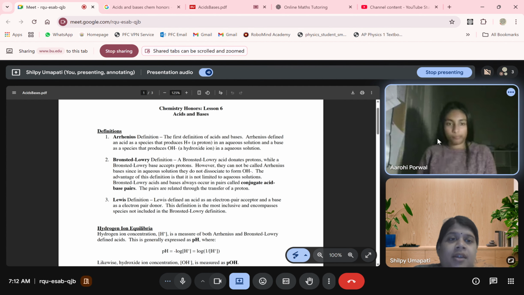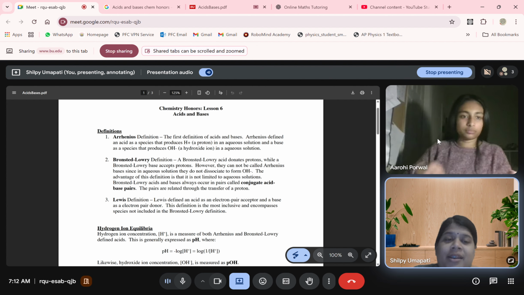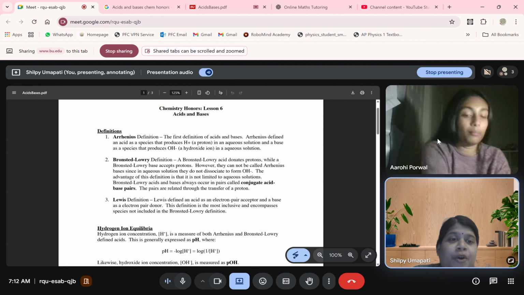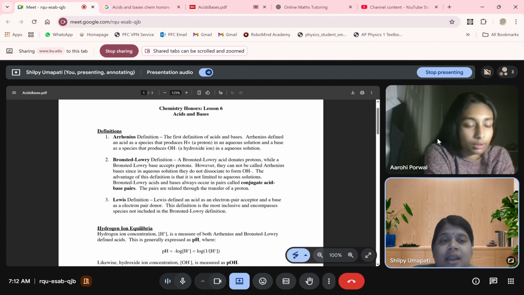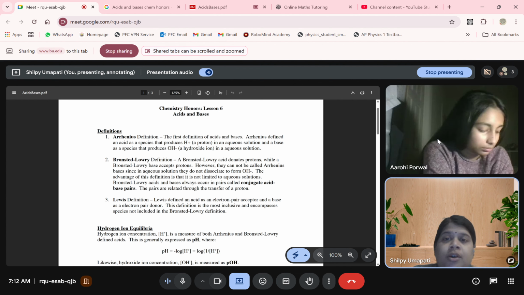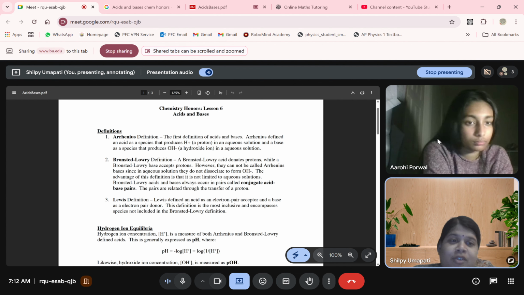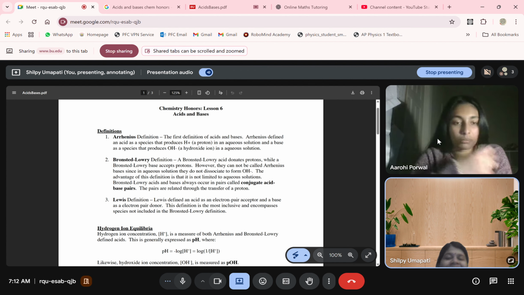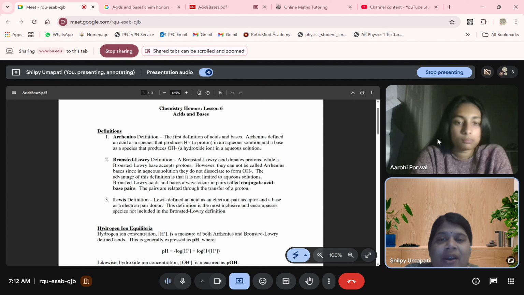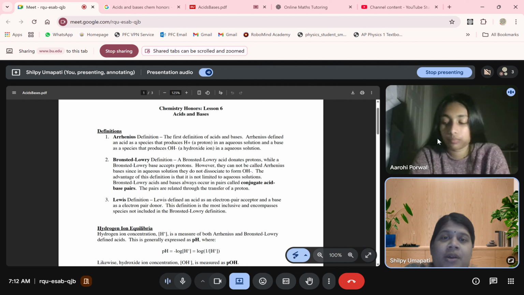So when we talk here in acids and bases about a proton, it is synonymous to the hydrogen ion, not the subatomic particle. Clear this part. So that's why H plus is a proton.